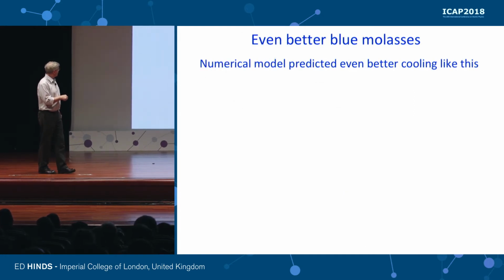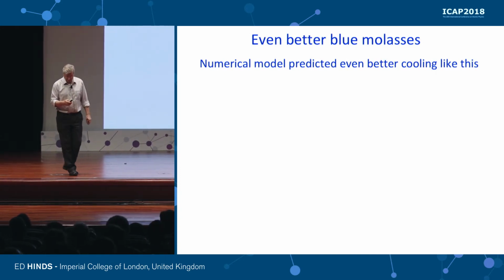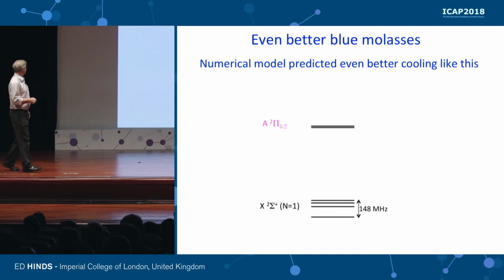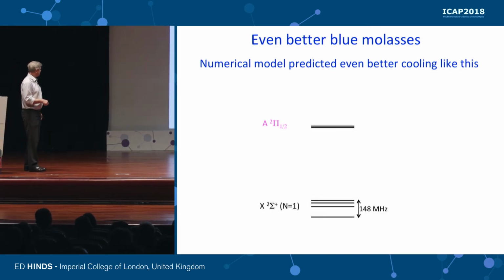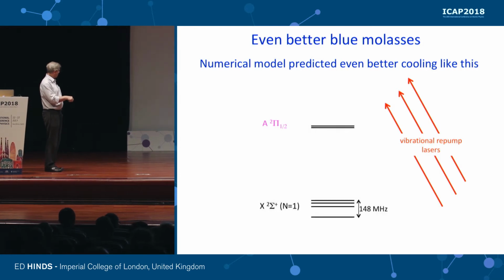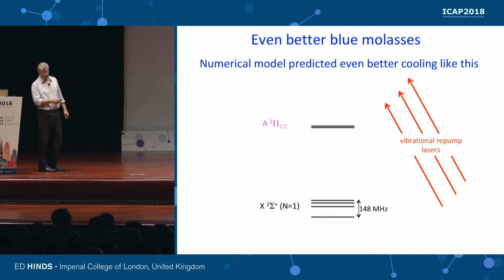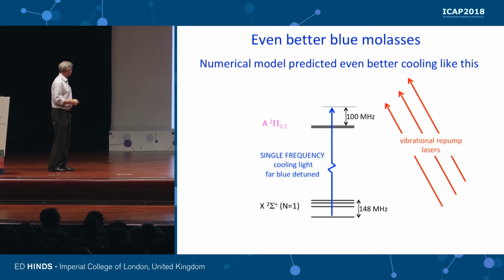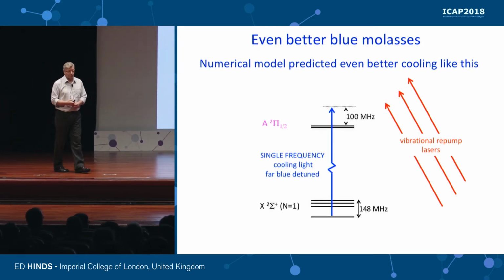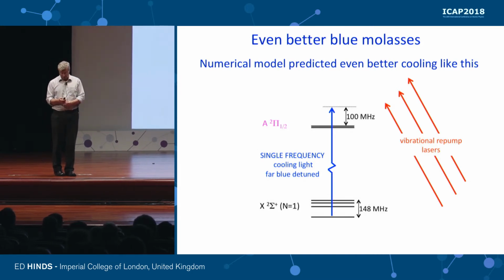Playing with the numerical model showed us that we can actually do much better than that. And so most recently, the model has told us that what we should have is, okay, here's the electronic ground state and the A state. We have these vibrational repump lasers. And a single frequency of far detuned blue cooling light should work really well.